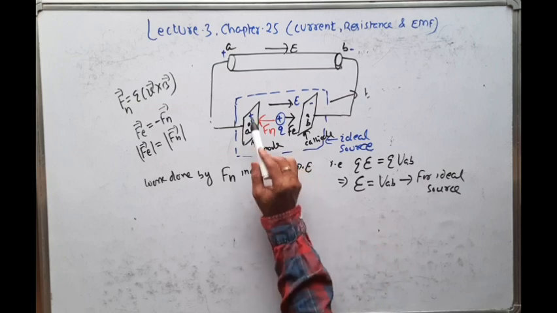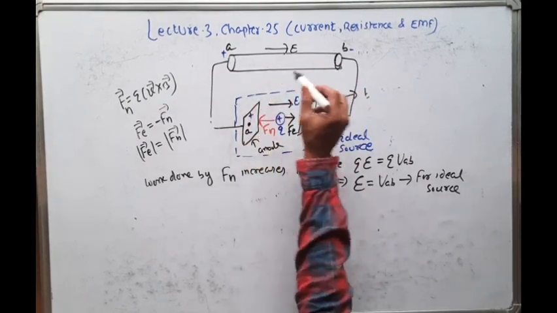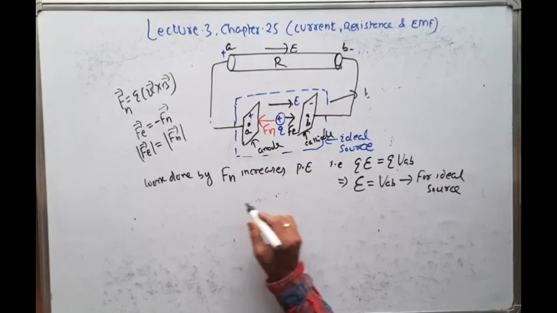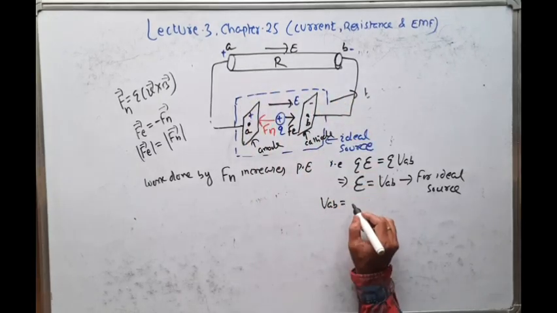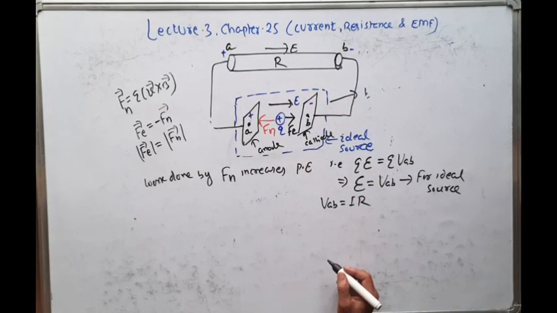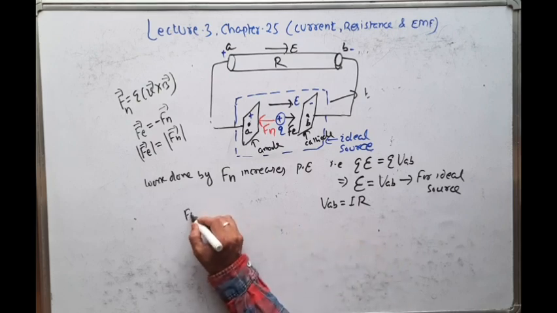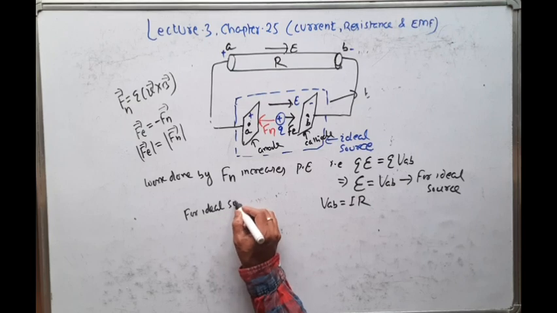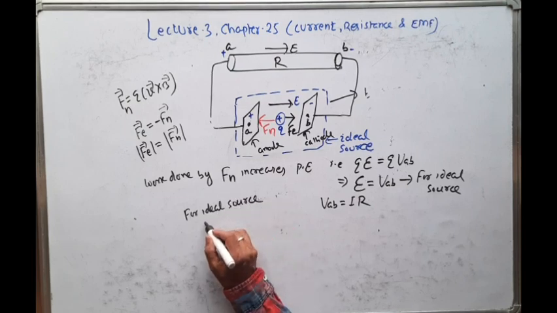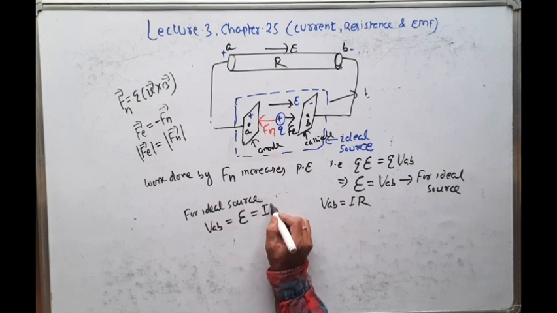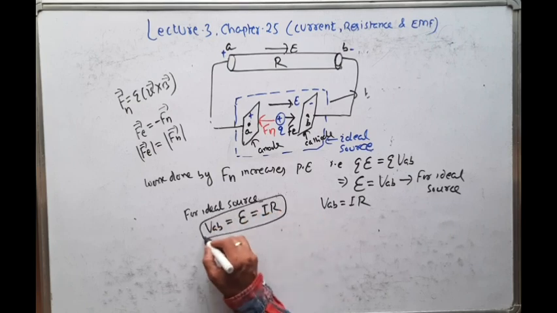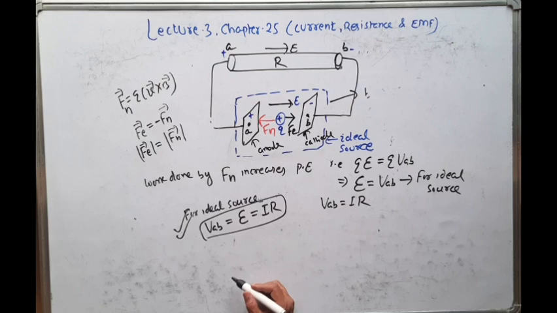But the potential difference across A and B inside the conductor, if the resistance of the conductor is R, then we can write the terminal potential difference across the conductor is nothing but I into R. So for an ideal source we can write the terminal potential difference VAB is nothing but the EMF, which is equal to I into R. This is for an ideal source.